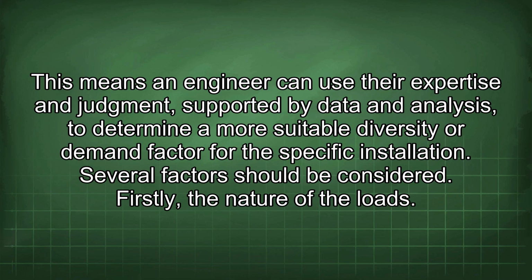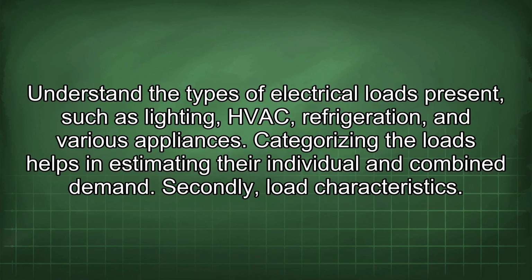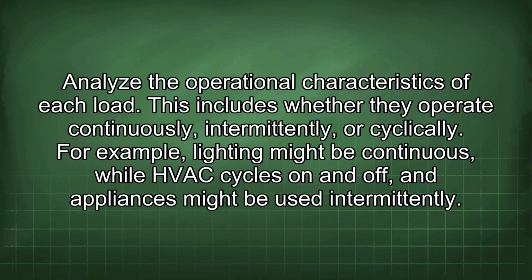Firstly, the nature of the loads. Understand the types of electrical loads present, such as lighting, HVAC, refrigeration, and various appliances. Categorizing the loads helps in estimating their individual and combined demand. Secondly, load characteristics. Analyze the operational characteristics of each load. This includes whether they operate continuously, intermittently, or cyclically. For example, lighting might be continuous while HVAC cycles on and off, and appliances might be used intermittently.